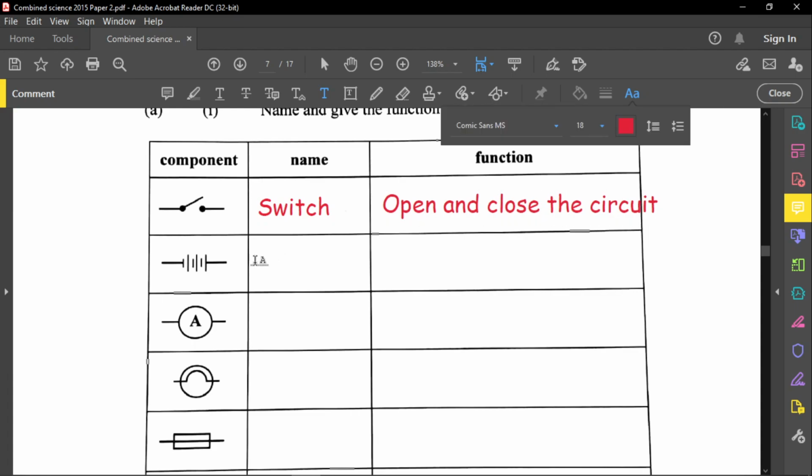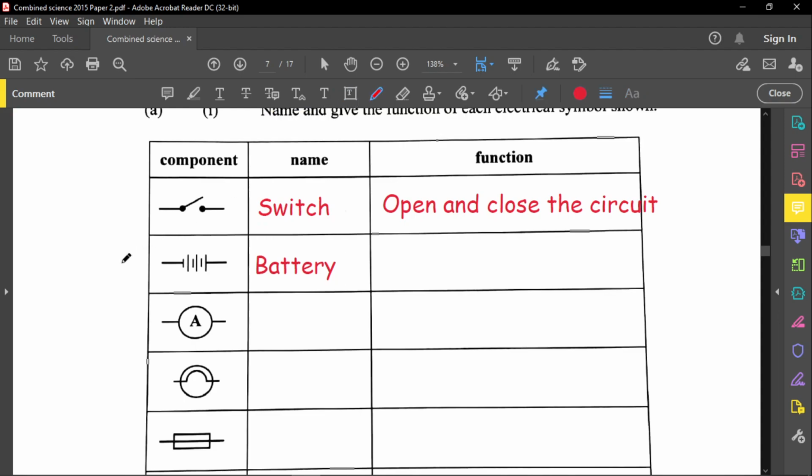Now this is a battery, and please notice the difference. You need to know the difference between a battery and a cell. A cell is a single thing, so let's draw a cell on this side for you. A cell looks something like this, only one of them. One line must be longer, one shorter. The longer one is the positive side, the shorter one is the negative side. So that's a cell. The battery is more than one cell connected in series.